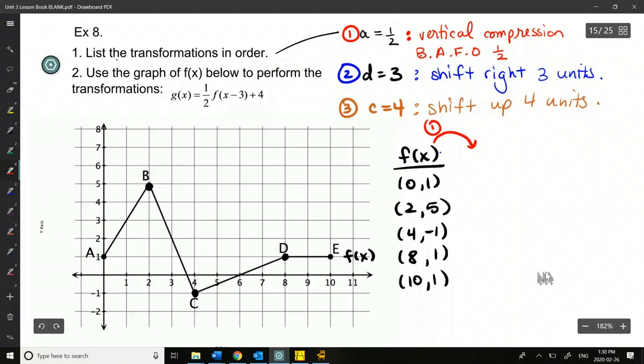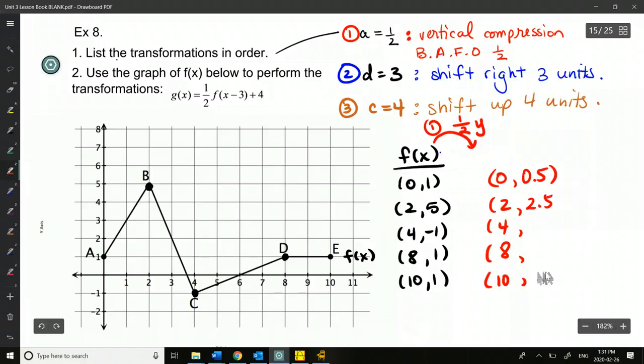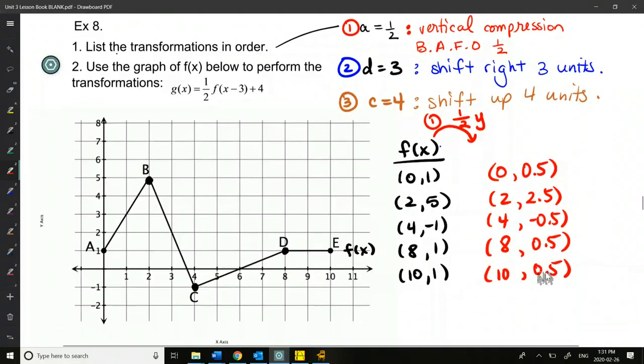Okay, first transformation, vertical. Is that a change to the y or x? Vertical? It's the y. And I'm compressing it by a half. So I'm going to take all my y's and I'm going to half them. We will get all the x's remaining the same. This is a vertical change, not a horizontal change. So recopy out your x's. And then you're going to half each of your y's. So that will be 0.5, 2.5, -0.5, 0.5, and 0.5. That's the first transformation.